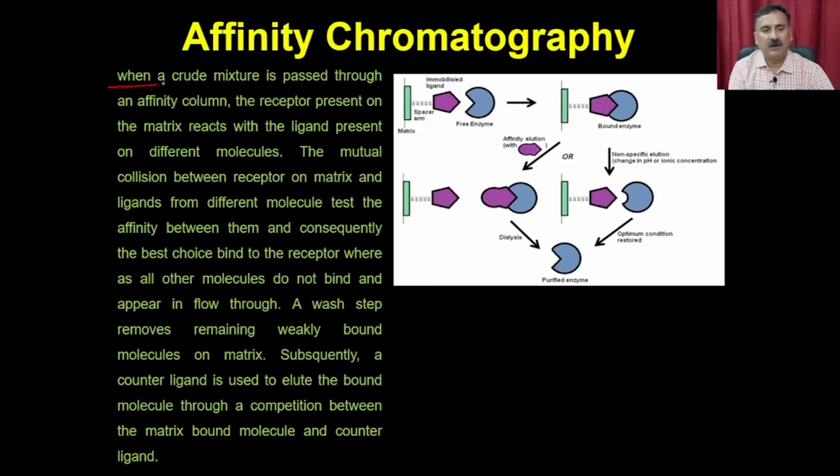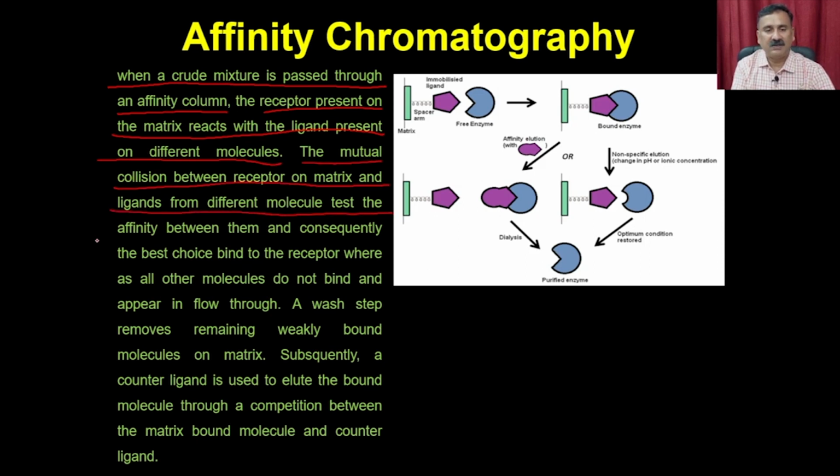What happens in affinity chromatography is that when a crude mixture is passed through an affinity column, the receptor present on the matrix reacts with the ligand present on the different molecules. The mutual collision between the receptor on the matrix and the ligand on different molecules tests the affinity between them, and consequently the best choice binds to the receptor, whereas all other molecules do not bind and appear in the flow through.